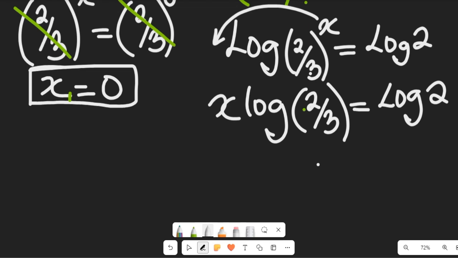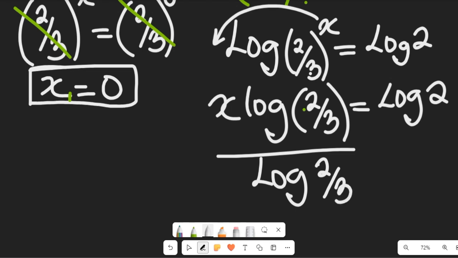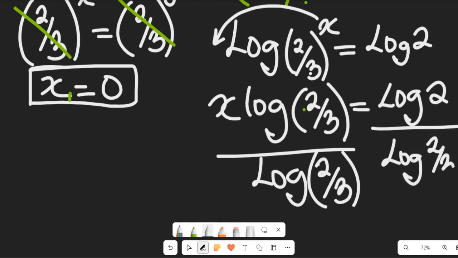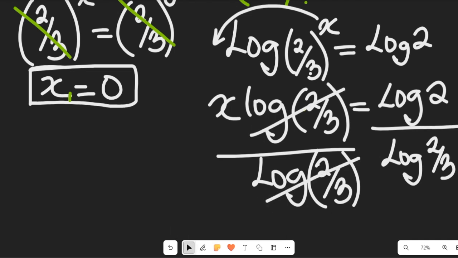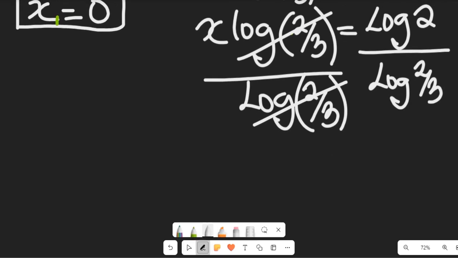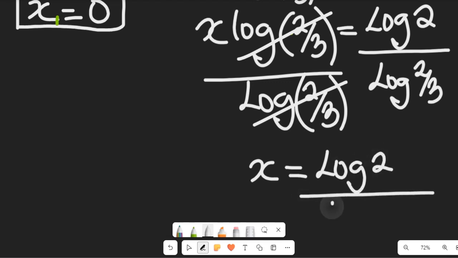So if we divide both sides by the log of 2 divided by 3, then we'll have this expression to clear this, and then the value of our x will now be equal to the log of 2 divided by the log of 2 divided by 3. So what do we do here?